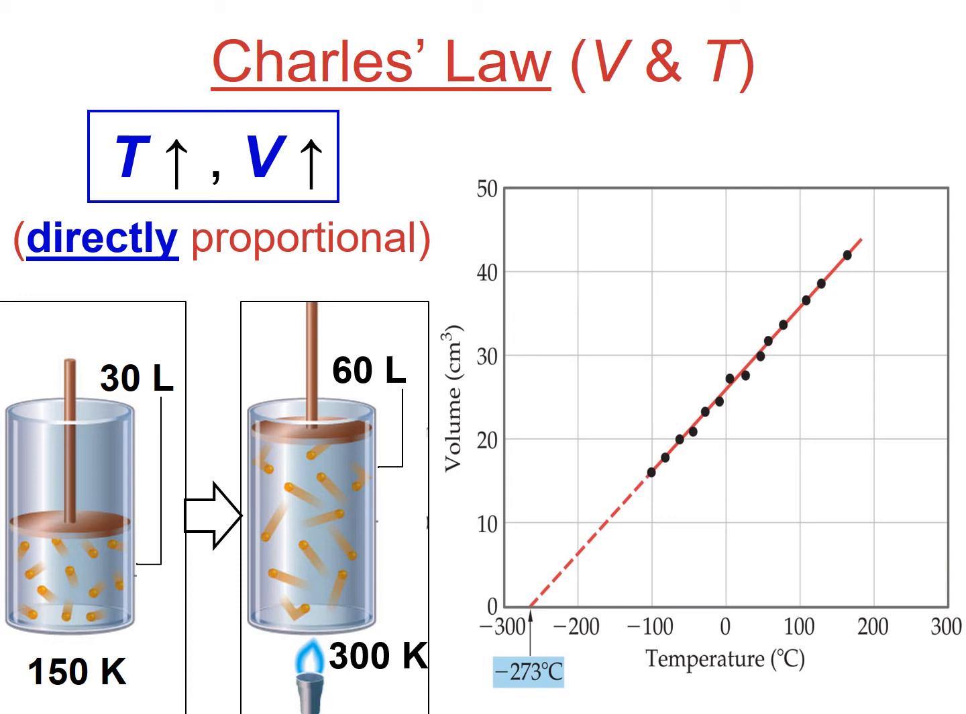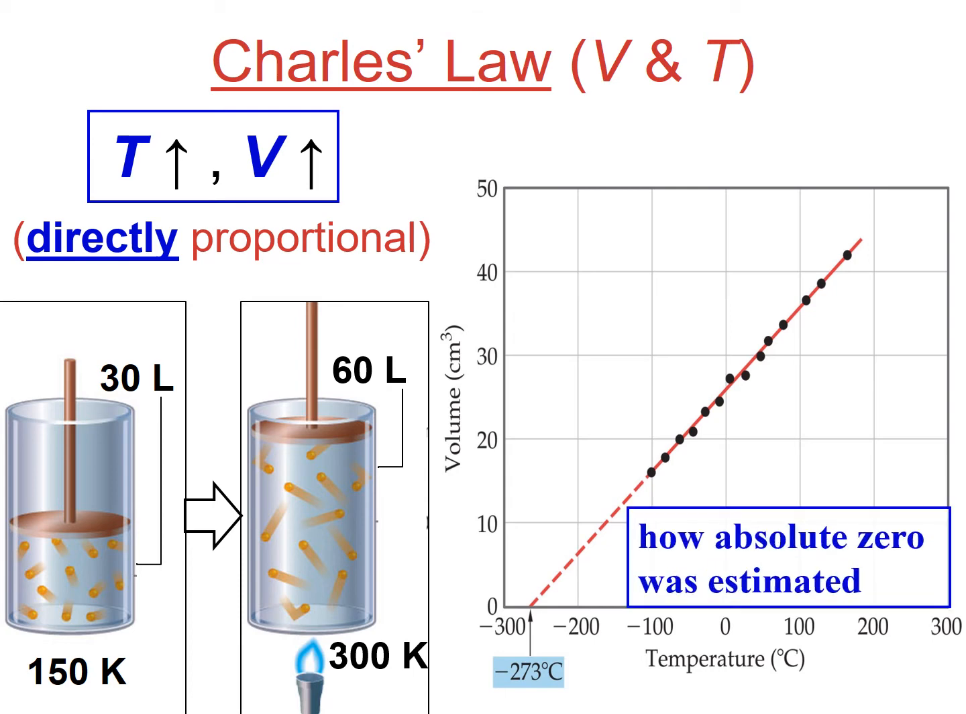an indirect variation. This describes a direct variation here. Charles' law. How absolute zero was estimated here.